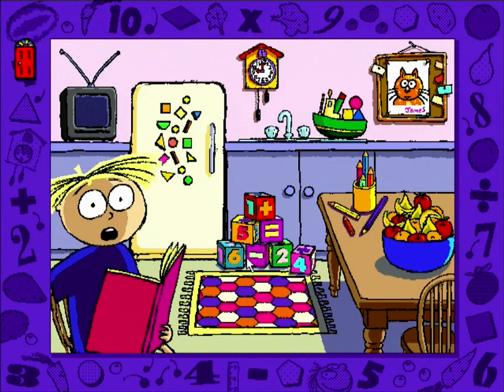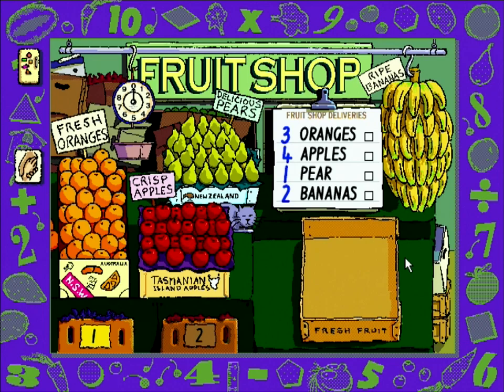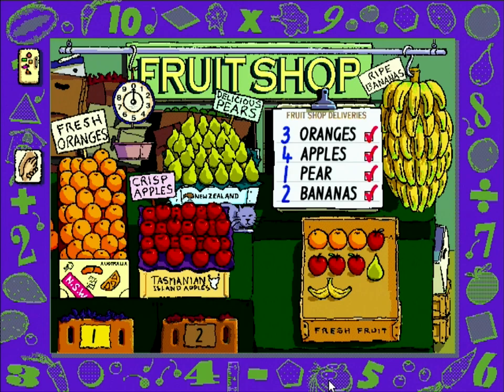Hello, it's me again. Welcome to the fruit shop. Let's go shopping. When people ask for fruit, put it in the box. This customer needs 3 oranges, 4 apples, 1 pear, 2 bananas. All right. Okay, this one's ready to ship out.